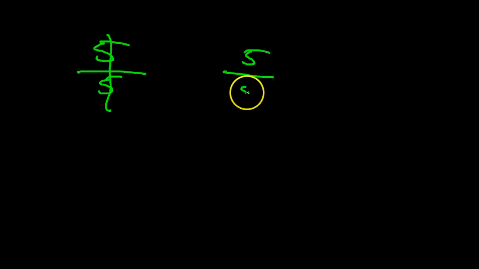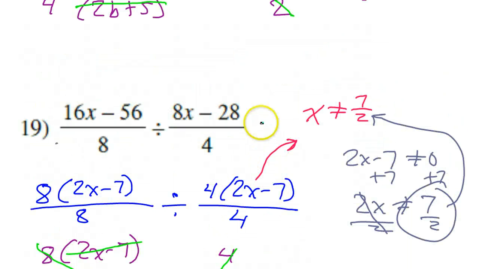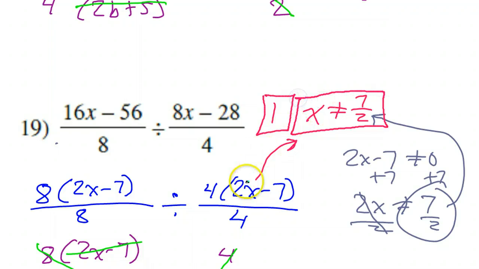So here's the deal. When we cancel things out, we're sort of doing like this. But think about it. If we have the same thing in the top and bottom, like 5 and 5, what is 5 divided by 5? 1. Anything divided by itself is 1. So when all these things are canceling out, it means we're getting 1 for the answer. That's the answer number 19. The simplified version is 1, and here's a restriction.